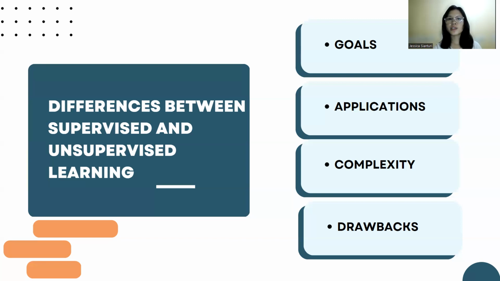Number two is applications. Supervised learning is ideal for spam detection, sentiment analysis, weather forecasting, and price prediction. Among other things, in contrast, unsupervised learning is a great fit for anomaly detection, recommendation engines, customer personas, and medical imaging. The third is complexity.